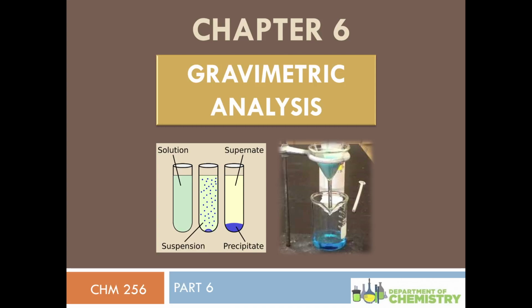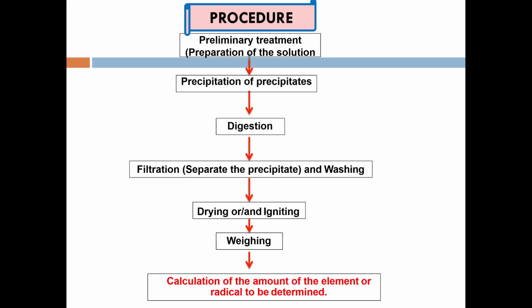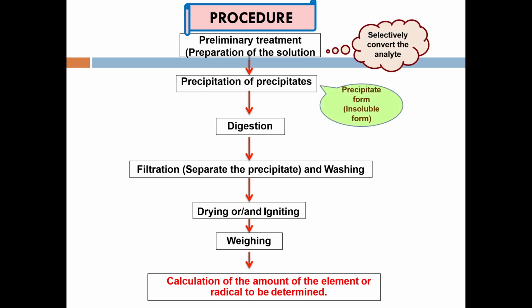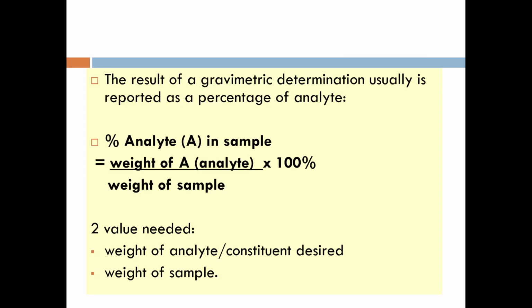So this is part 6 for chapter 6, which is for gravimetric analysis. If you look at this procedure for the gravimetric analysis, this part is the last part for this chapter, which is the calculation of the amount of the element or radical to be determined. So from the result we get from the gravimetric analysis, which is the precipitate.